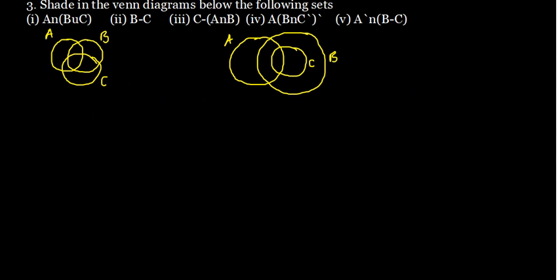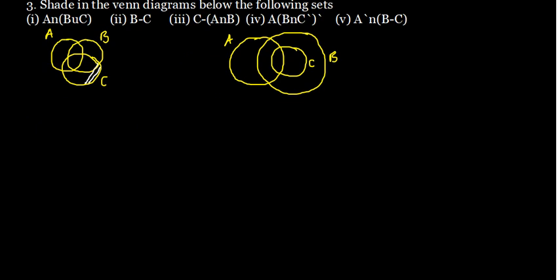Let's consider this one. Shade in the Venn diagrams below the following sets. The first one we want to shade is A intersection B union C. So the first one that I'm going to shade is B union C. B union C means everything in B and in C.